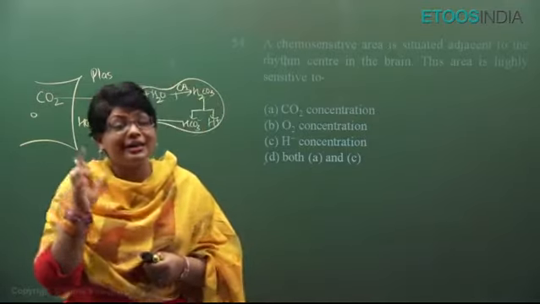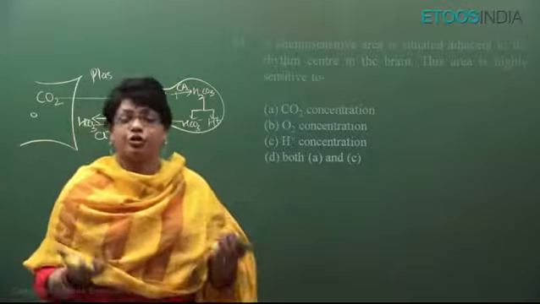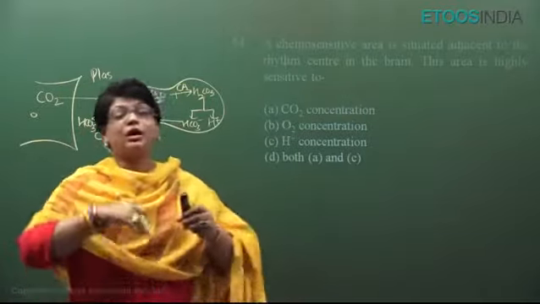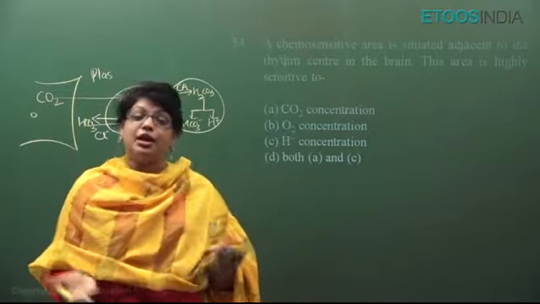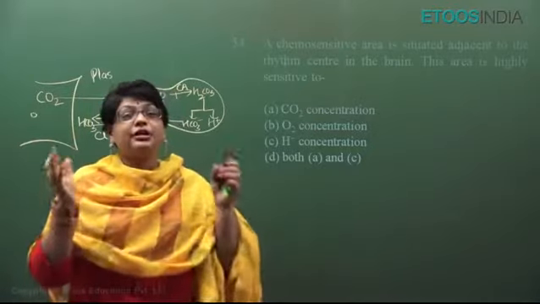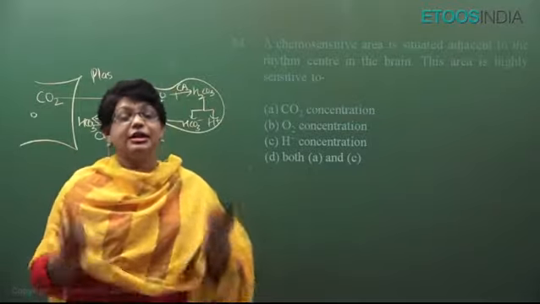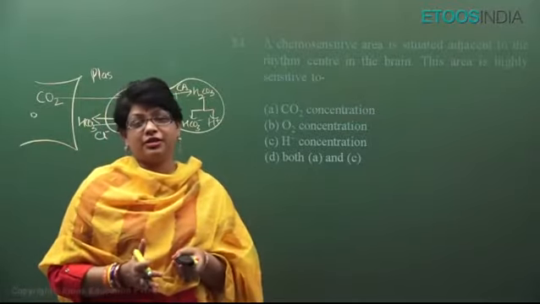So if in the arterial blood there is more CO2, tissues are more active, more CO2 is getting produced, or somehow CO2 is not getting out of the body. So if in the arterial blood there is more CO2, in the CSF there will be more CO2, more H ions. This is detected by chemosensitive areas.